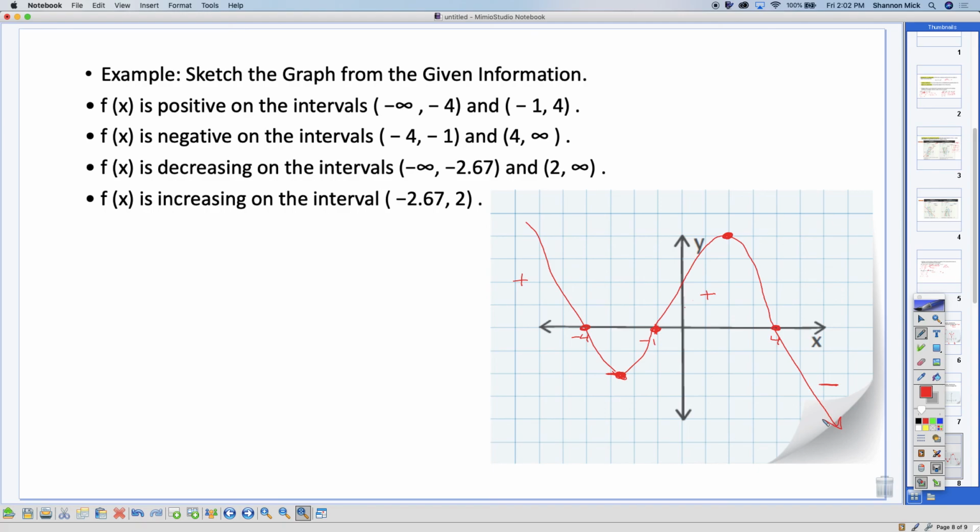I have to go through the x-intercepts, right? It told me where it was positive and negative. It told me it was decreasing to -2.67, so almost right here, right? We said -2.67. And it told me it was decreasing from 2. And it told me it was increasing. This probably should go more up. Got a little shaky. So just follow what they tell you.